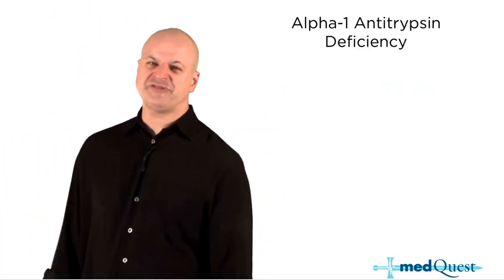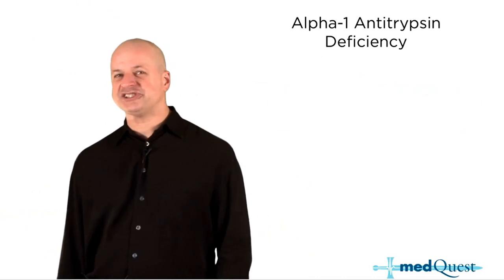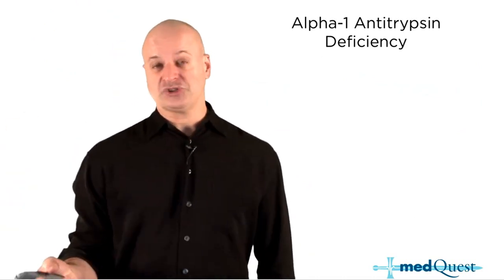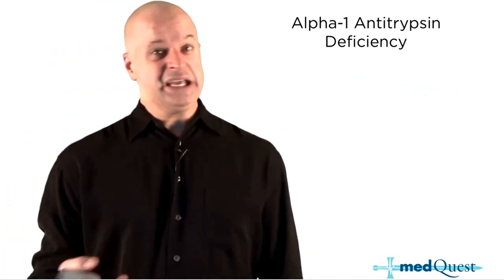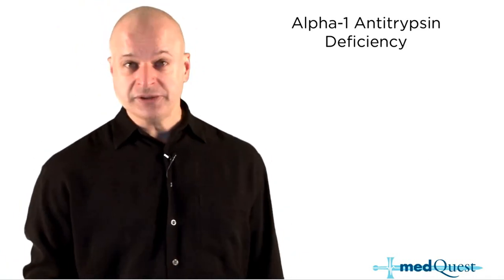Alpha-1 antitrypsin deficiency. Next disease. Well, this is actually very simple because you've got alpha-1 antitrypsin deficiency. It's basically COPD in a young person who doesn't smoke.